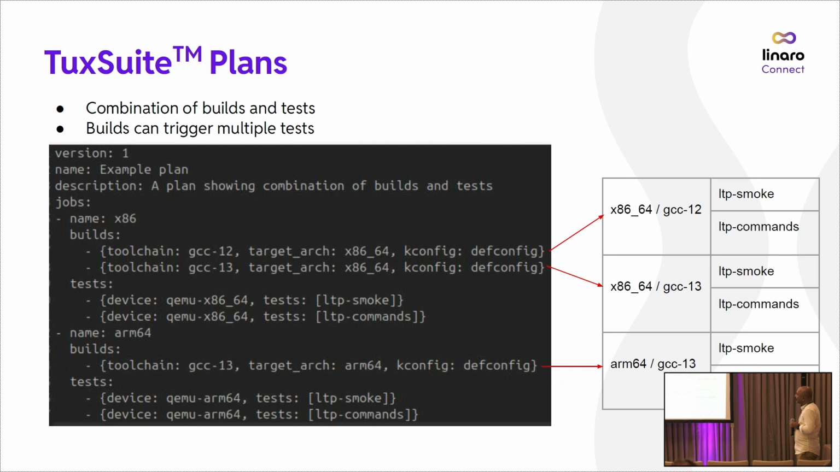So I'm asking it to do LTP smoke and LTP commands tests. So this is what is explained here. And similarly, for the ARM64 use case, I'm doing a build using GCC 13, a defconfig build, and again I asked to do a test with LTP smoke and LTP commands. So once this is fired, it will do the builds, the artifacts will be taken, and automatically a test will be triggered on these virtual devices, that is QEMU x86-64 and QEMU ARM64 device types.